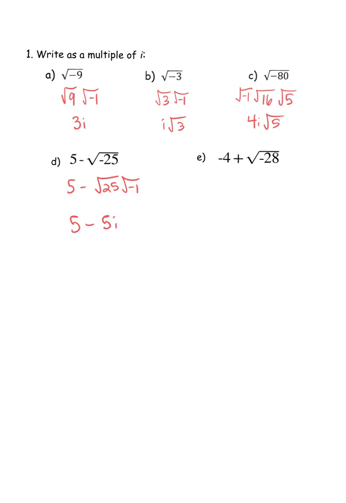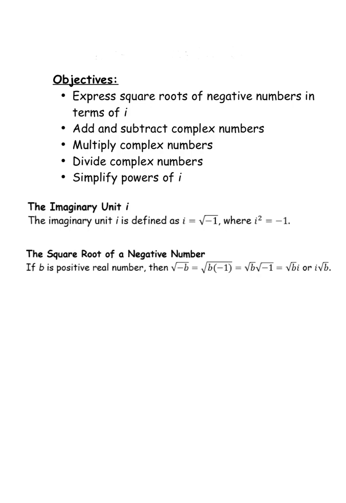Okay, we've got to simplify this guy. So we have -4 plus, and here we have the square root of -1, the square root of 4, the square root of 7. So we have -4 plus 2i square root of 7. All right, so I highlighted the answers just so that now you can see exactly what the answers to these questions were.